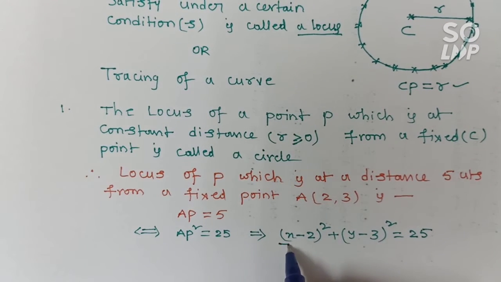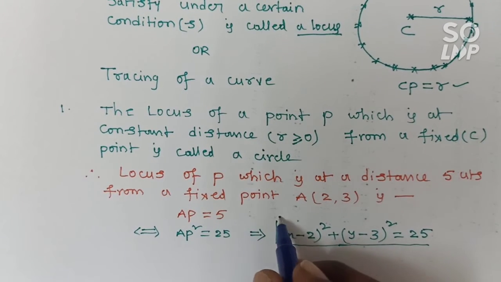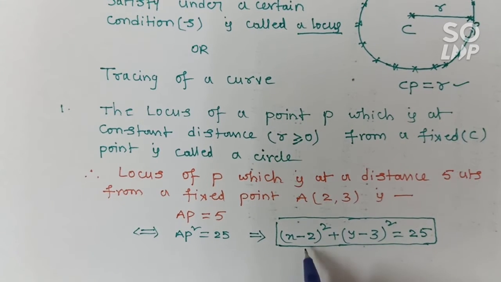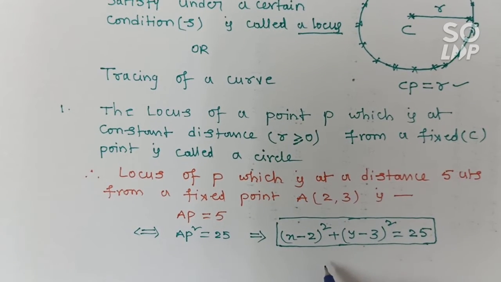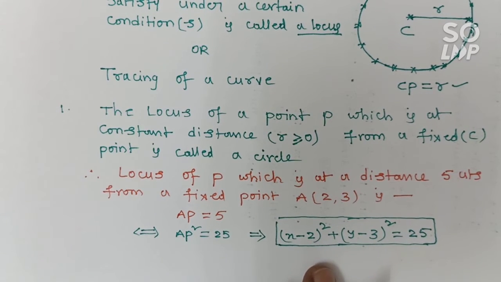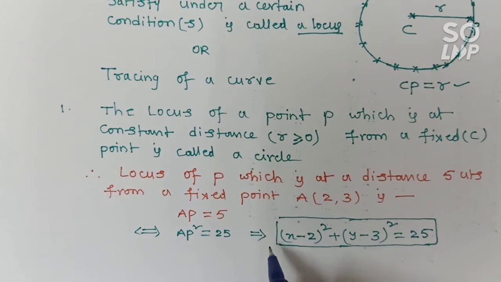This is the locus of the point P which satisfies the given condition AP equals 5. By expanding and simplifying, you will get the final result, but we need not simplify this one. While doing objective problems, you need the simplification part. So look at this. From this, what is the shortcut formula?